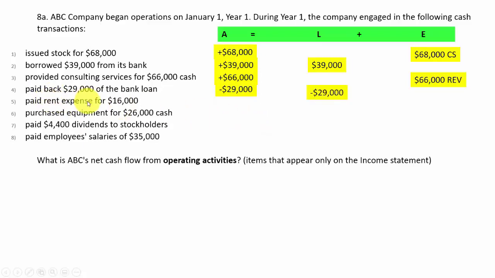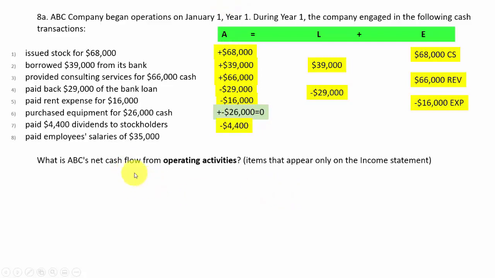Then we paid rent expense for $16,000. That's operating activity. That's going to be on the income statement as an expense. Cash goes down $16,000, and equity goes down $16,000 as an expense. Then we purchased equipment for $26,000 cash, and that's one of these things where assets go up when you buy the equipment, but assets also go down when you look at the fact that it was paid for by cash. So cash goes down under assets, equipment goes up under assets, and overall assets don't change.